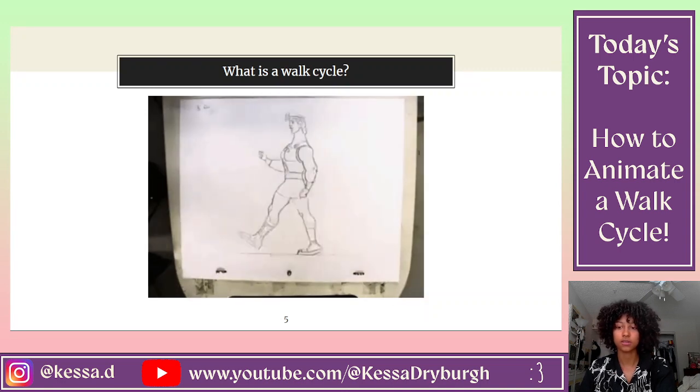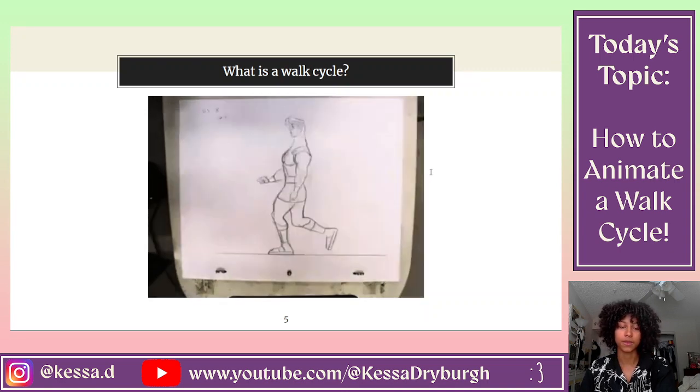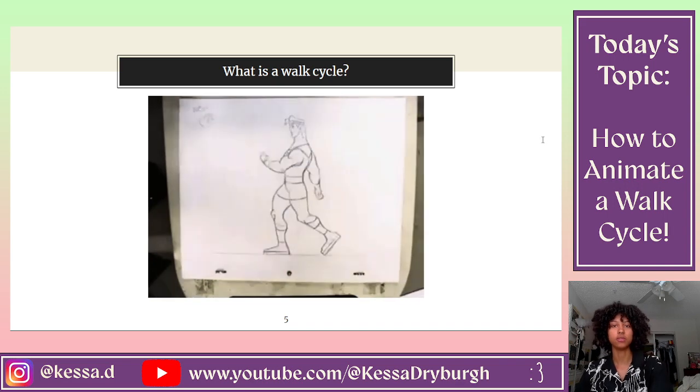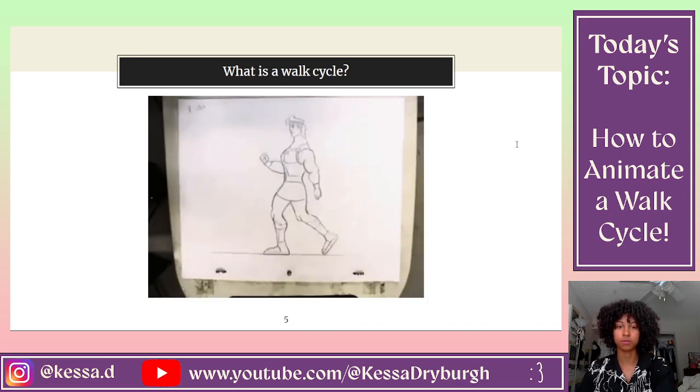The first thing that we need to understand, though, before we talk about that, is we need to talk about what a walk cycle is in general. So, a walk cycle is a looping animation of a character taking one full step.